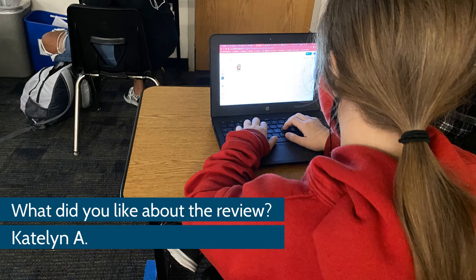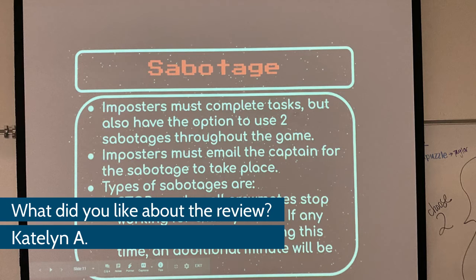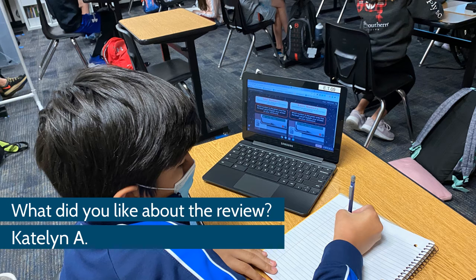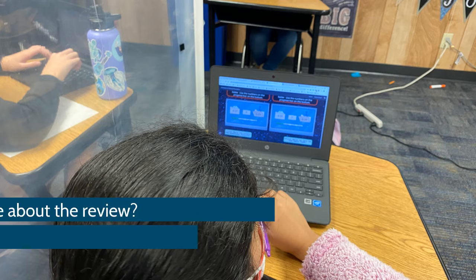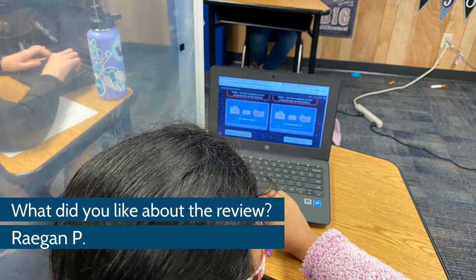I really liked how it had learning and fun at the same time, and I know almost everybody in the school has played Among Us, so everybody already knew how to play, I guess, or understand a little bit more, and I think that just making something fun while learning at the same time is really cool. I really liked how the directions were super clear, so it was easy to understand.